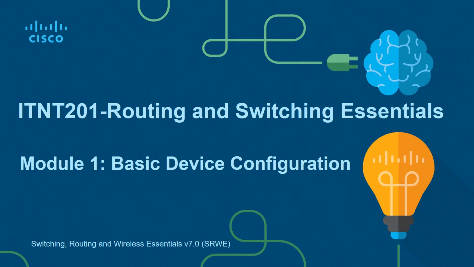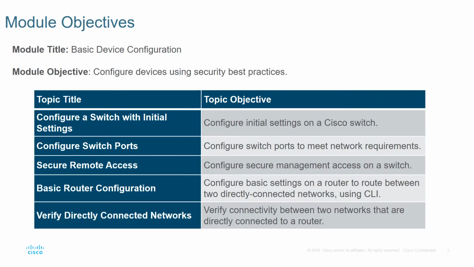I would like to introduce this course, ITNT 201 Routing and Switching Essentials. In this course, there are 8 modules. The first module is about basic device configuration. The main objective of this topic is how to configure devices like routers and switches using security best practices.